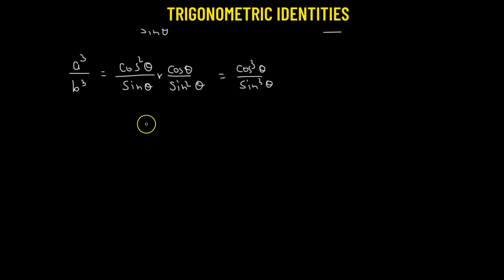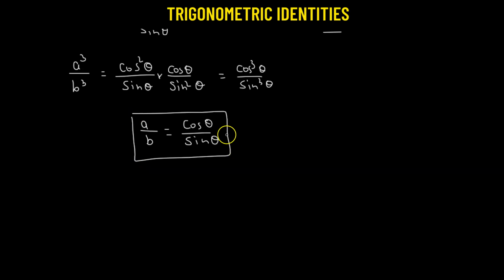If we take the positive cube root on both sides, we get a over b equals cosine theta over sine theta. So we will keep this aside. We'll come back to this in a moment. Now we need to show that a squared b squared multiplied by a squared plus b squared equals 1. This is what we need to show.